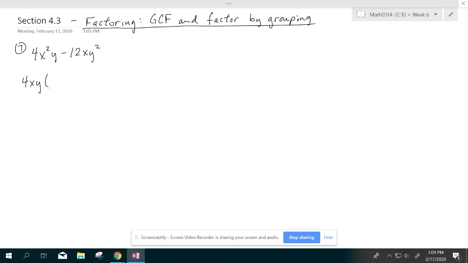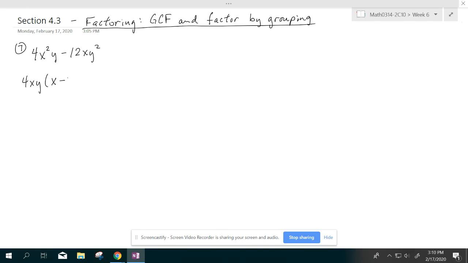And so now I've got to figure out, what does that leave me with? Well, when you factor out, you're dividing. So what is 4 divided by 4? 1. Look, this x has a squared, but I'm taking an x, so that leaves me an x, right? And I've got only one y, but I'm taking a y, so does he have a y? No. So that's all that I'm left with for the first term is an x.